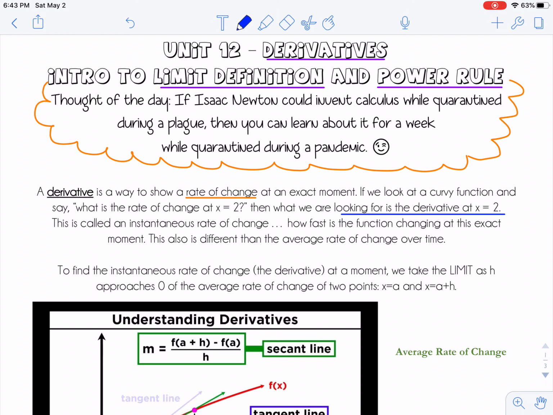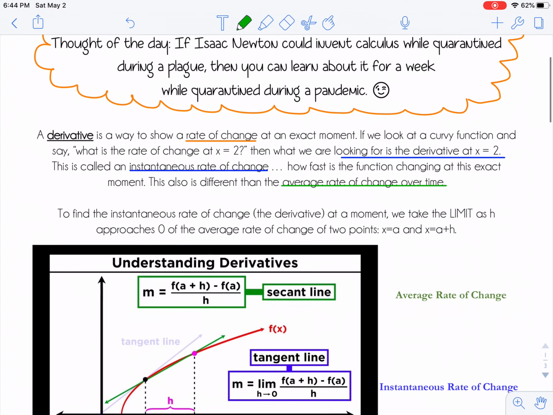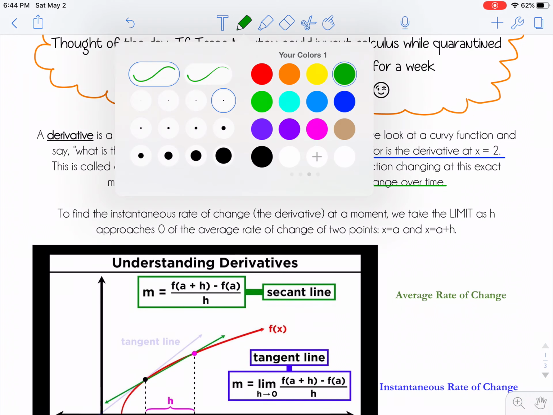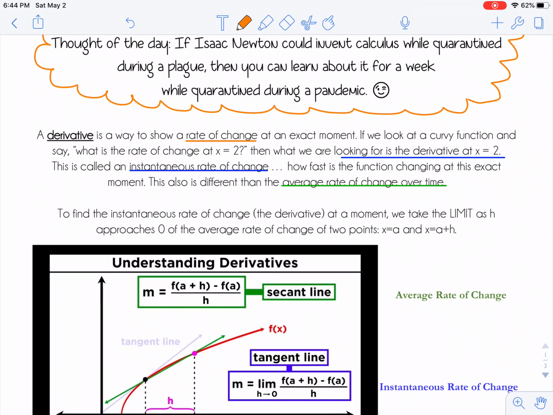The reason we call that an instantaneous rate of change is because it literally is the rate of change at an instant moment. So that's another way to think of a derivative. It's an instantaneous rate of change. This is definitely different than the average rate of change. The average rate of change is the rate of change over time. That might be like miles per hour. That's usually an average rate of change. It's not exactly at this moment, how fast are you going?